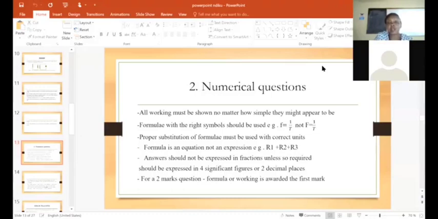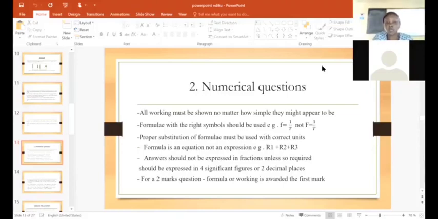An example of where we can have an answer expressed in fraction is like in the transformers. You can be asked to give the ratio of the number of turns in the primary to the number of turns in the secondary. In that case, it must be a ratio. But unless a case like that, any other answer which is calculated must always be left in decimals, leaving 2 decimal places or giving the answer at least 4 significant figures.